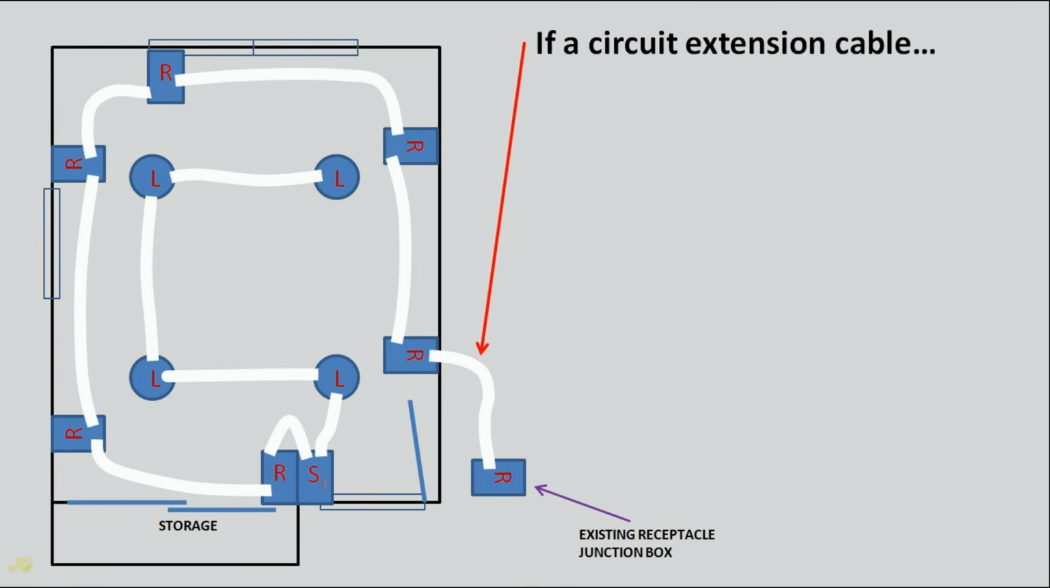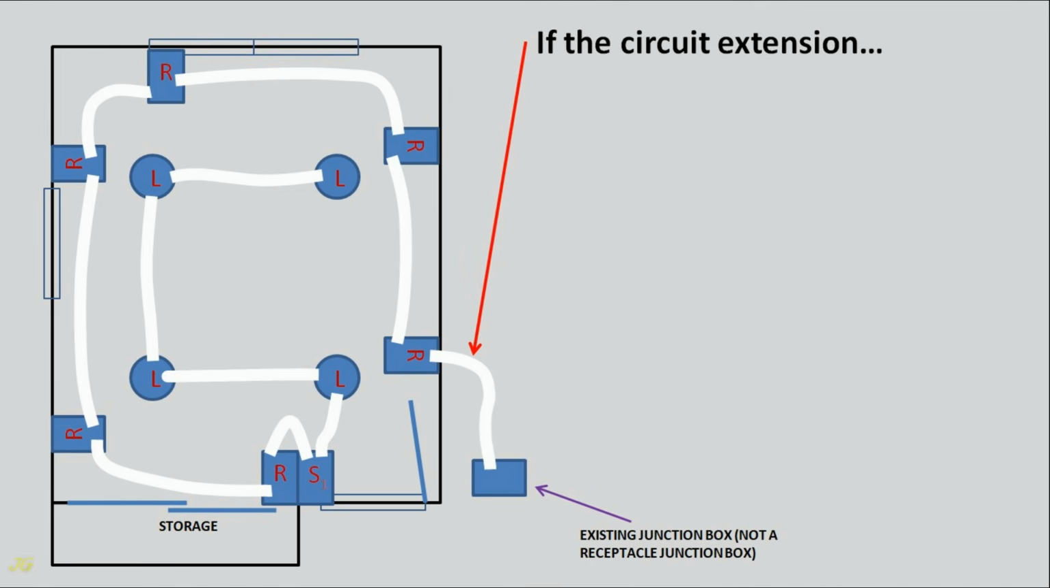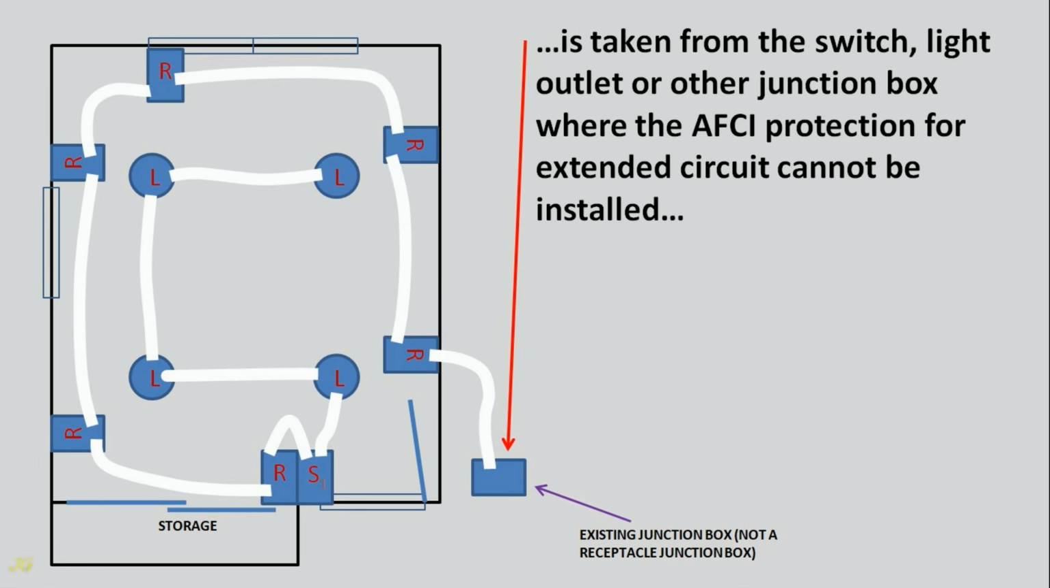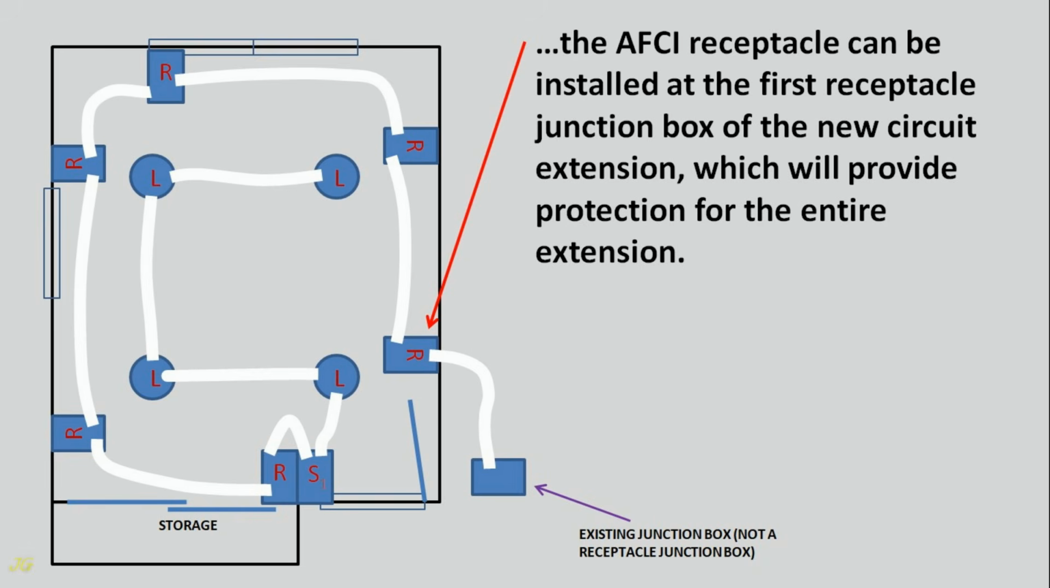If a circuit extension cable is taken from a receptacle outlet located in another room or place, the receptacle from which the cable is taken should be replaced with an AFCI receptacle that will protect the entire extended circuit. If the circuit extension is taken from the switch, light outlet or other junction box where the AFCI protection for the extended circuit cannot be installed, the AFCI receptacle can be installed at the first receptacle junction box of the new circuit extension, which will provide protection for the entire extension.